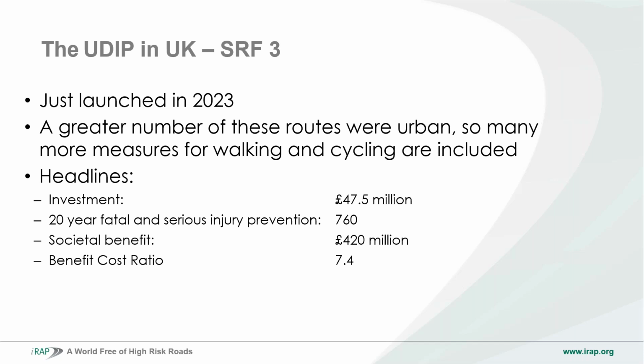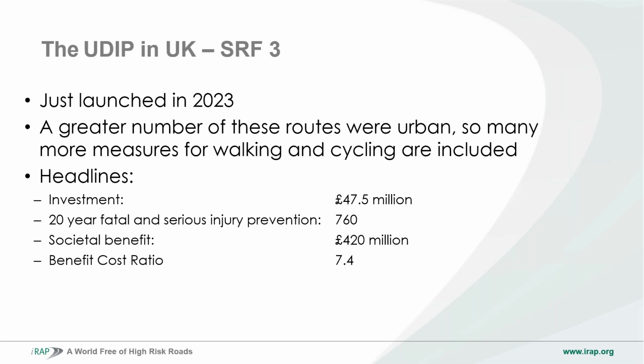The early estimates of this programme were that between them, those 27 schemes would require a £47.5 million investment, which should prevent around 760 fatal and serious injuries over the next 20 years, with a benefit to society of 420 million. Once the whole life costs are factored in for the schemes, the overall benefit cost ratio is estimated at 7.4, meaning that for every pound invested, the societal benefit would be £7.40.